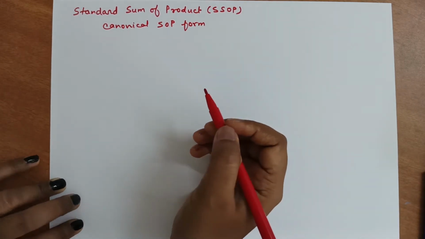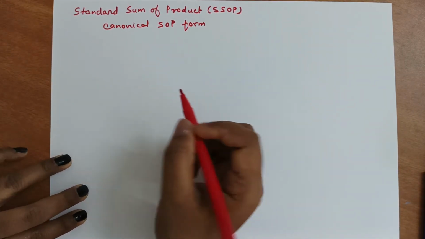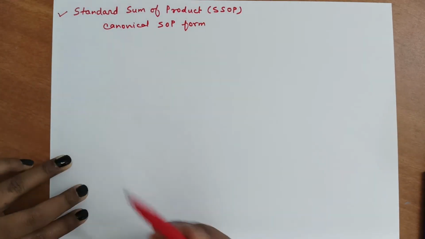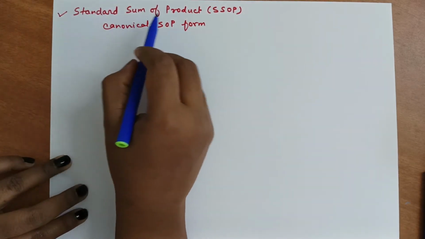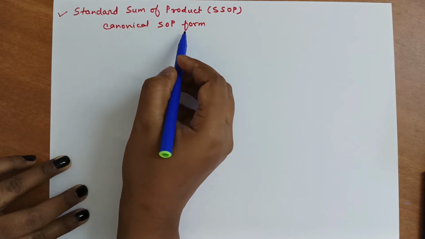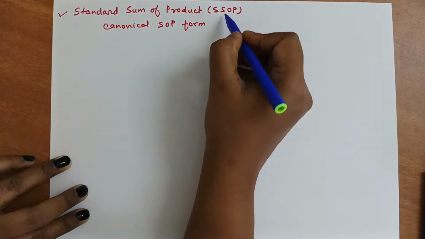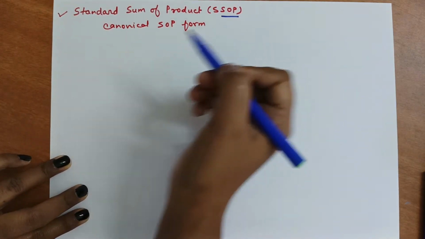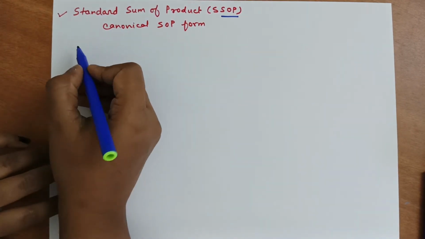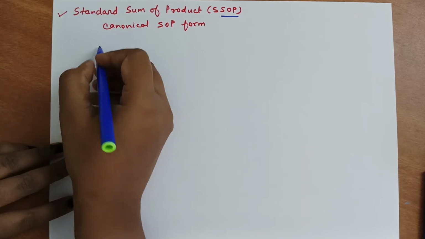We saw normal SOP and POS. Now we will study a standard SOP and standard POS. A standard SOP, standard sum of product, is also called canonical SOP form. We know SOP means adding the product terms. Here in standard sum of product, the product terms are called minterms.